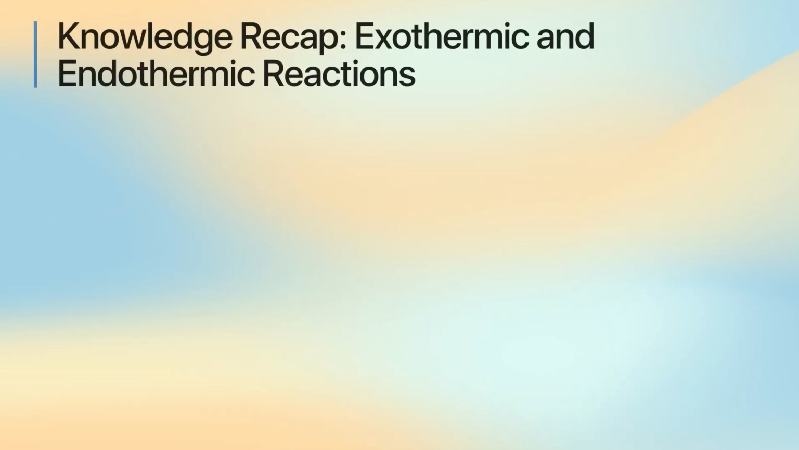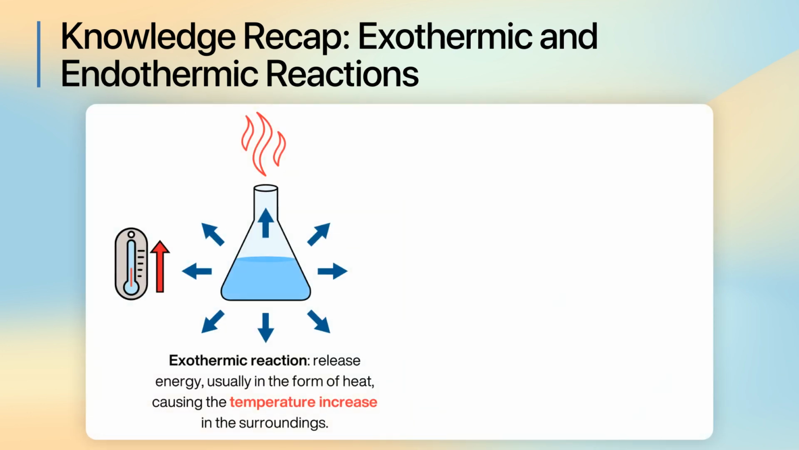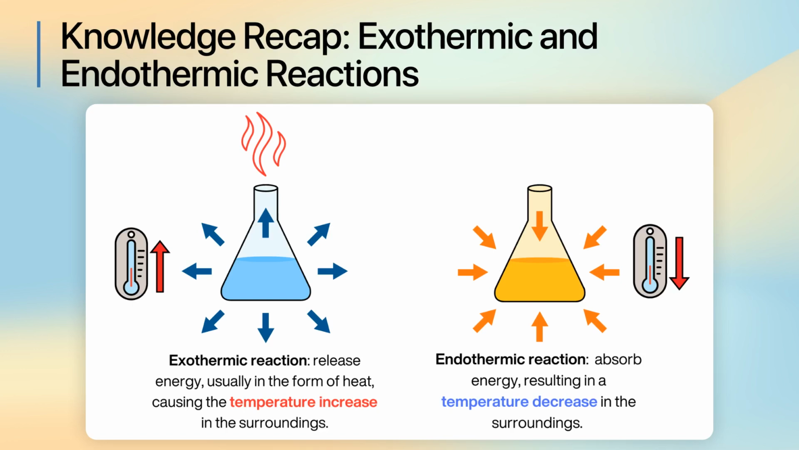So far, you've become familiar with the basic concepts of exothermic and endothermic reactions. We know that exothermic reactions release energy, usually in the form of heat, causing the temperature of the surroundings to increase. Conversely, endothermic reactions absorb energy, resulting in a temperature decrease in the surroundings. Building on this foundation, today's lesson will enhance our chemical understanding by demonstrating how to practically determine whether a reaction is endothermic or exothermic by observing changes in temperature.